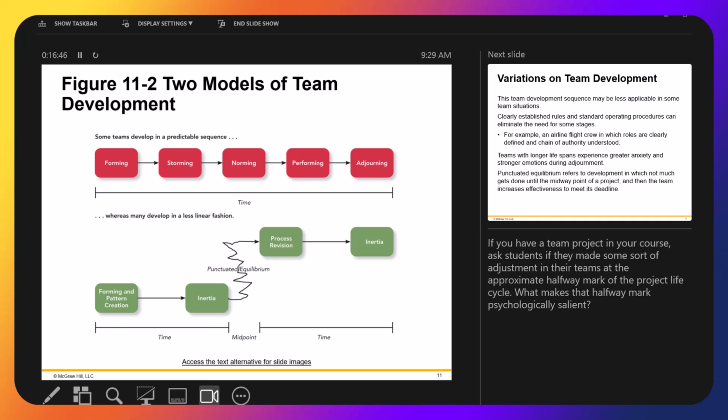In reality, life happens, work happens. Circumstances happen, things we can't plan for, things beyond our control. So we would most likely take a less linear path when it comes to the type of team development, which is reflected at the bottom.